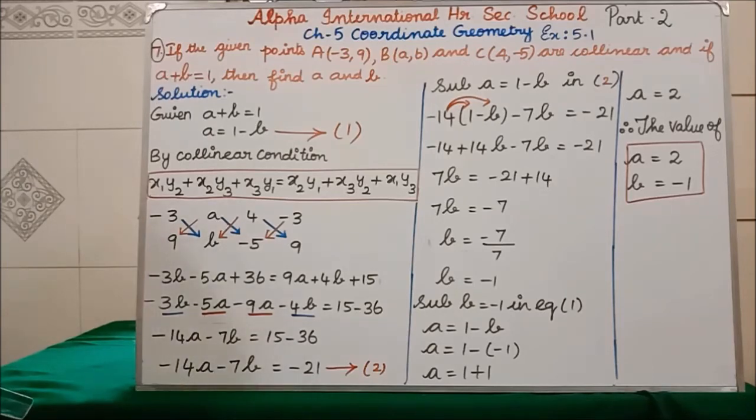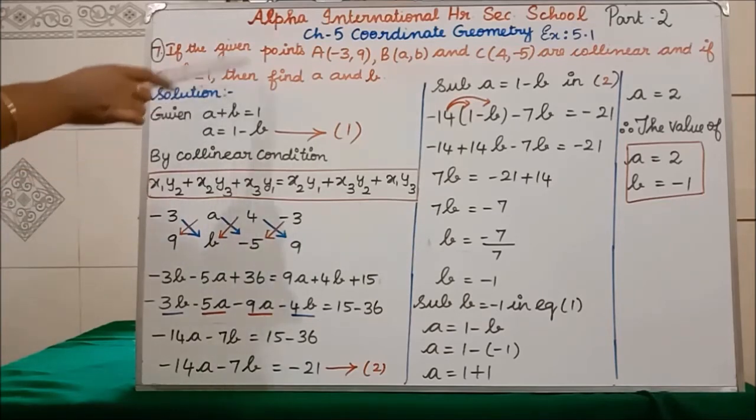Shall we start the solution now? Given a plus b equals 1 in that question. I am taking b to that side, so a equals 1 minus b.